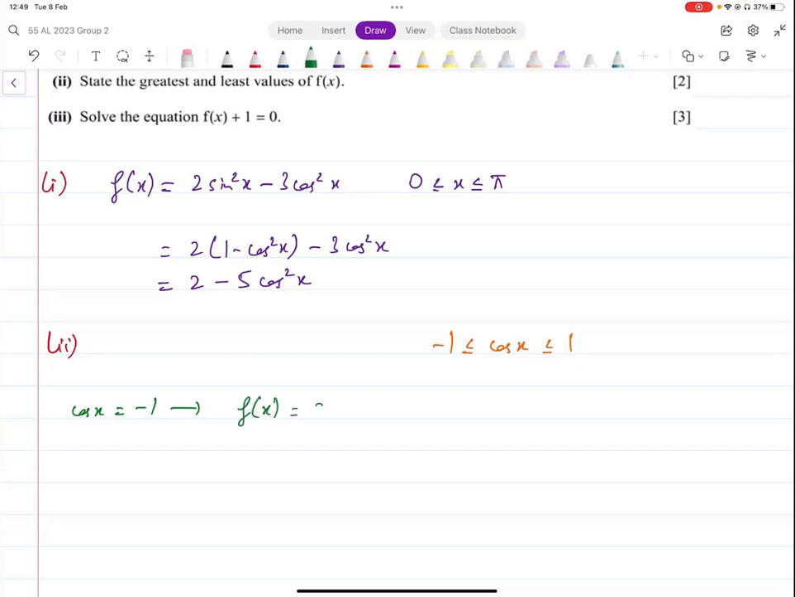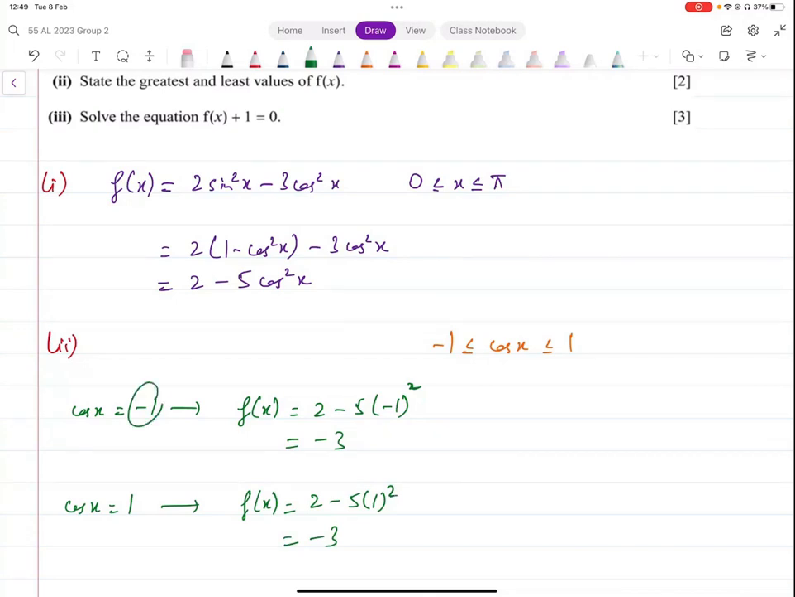एफ ऑफ एक्स हमारे पास क्या आ जाएगा 2 minus 5 into minus 1 का square. Remember we have a square there as well. That becomes minus 3. Let's input cos of x equals 1. What do we get from that? We get f of x equals 2 minus 5 into 1 का square, and that is also minus 3. And that's always going to be true because minus 1 का square भी वही होता है और 1 का square भी वही होता है. तो अगर आपके पास ये square function आ जाएगा, तो फिर तो minus 1 और 1 के ऊपर दोनों पे आपको same values मिल रही होंगी.